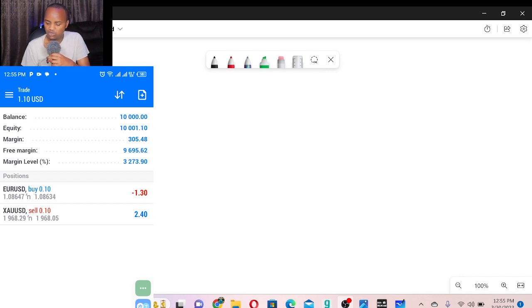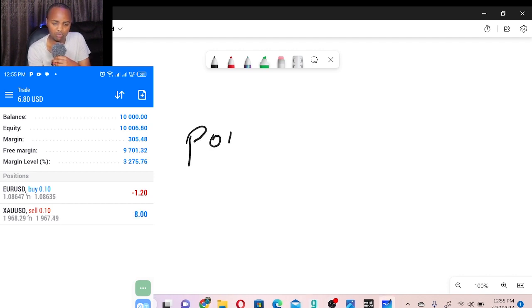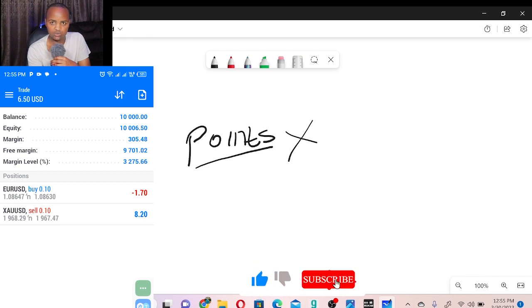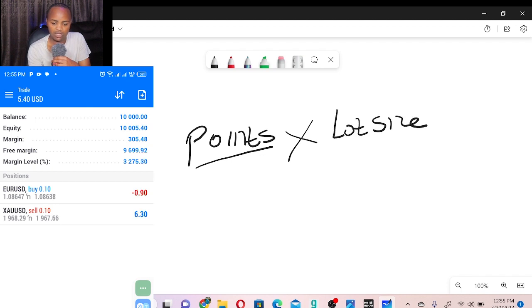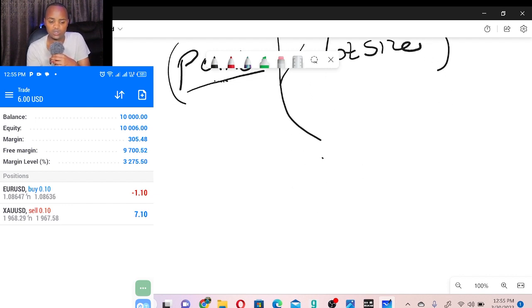When we want to calculate the profit and loss, we need to calculate what we call points. We need points here, okay? After we get the points, there is the lot size that you used, so we multiply the points by the lot size. But remember, this is different. How do you actually calculate this point? It's very easy, and I'm going to make it easy so that you can understand.